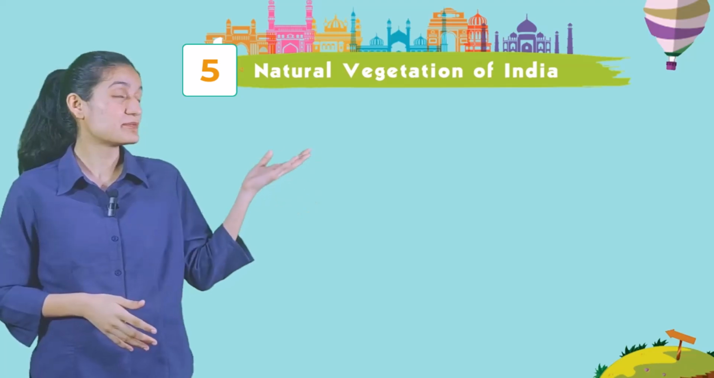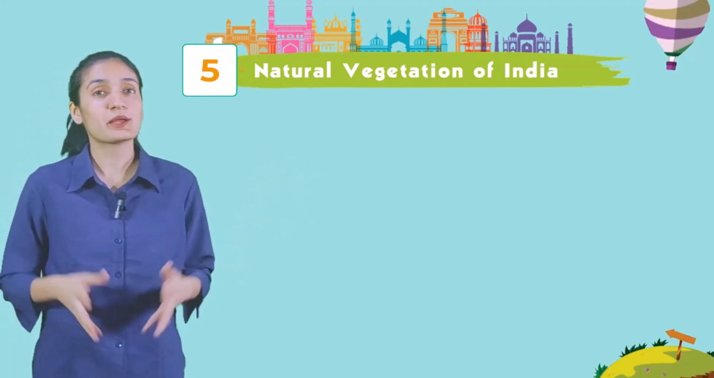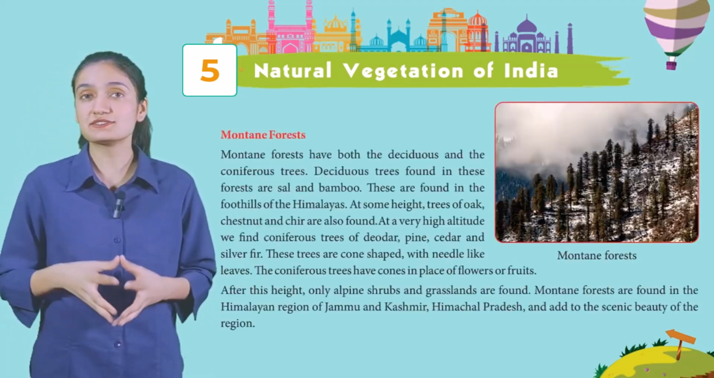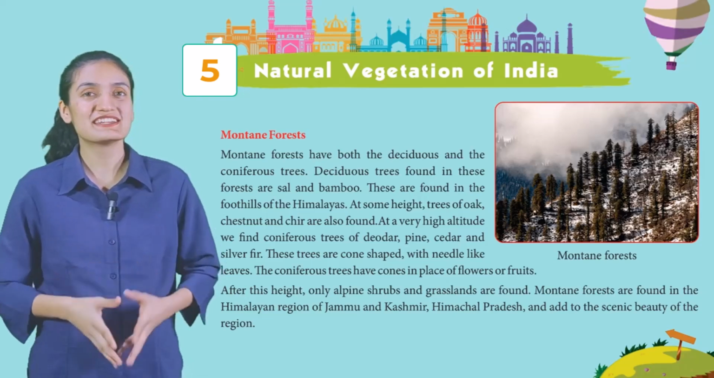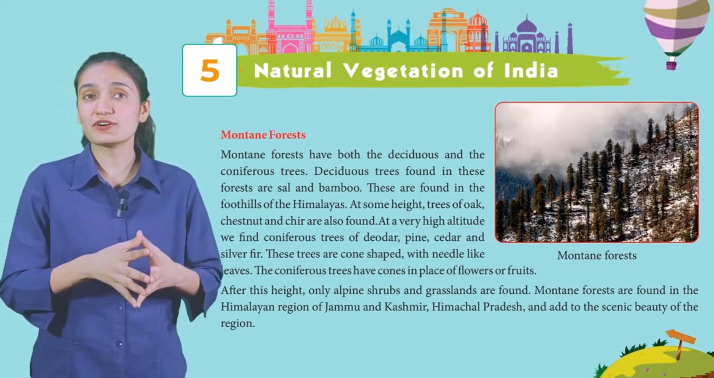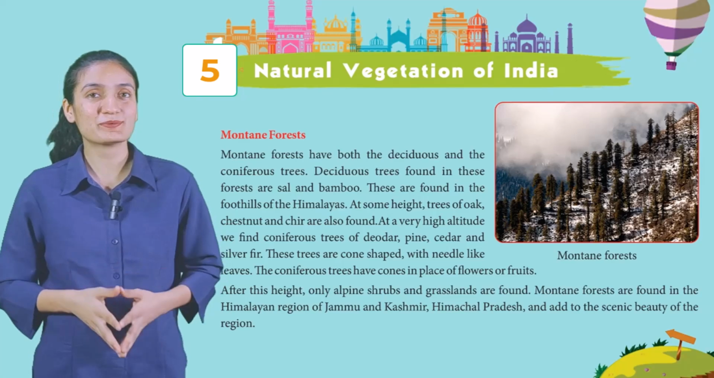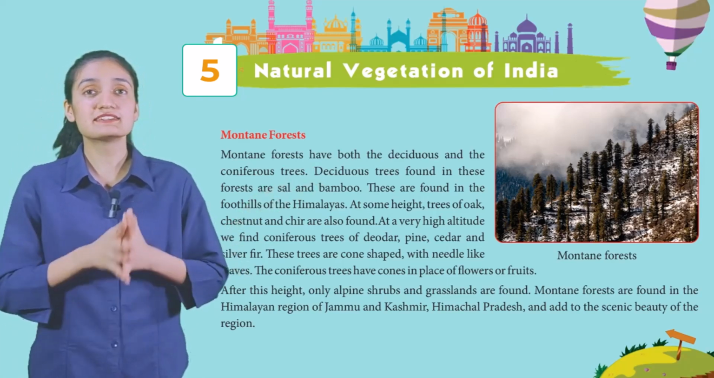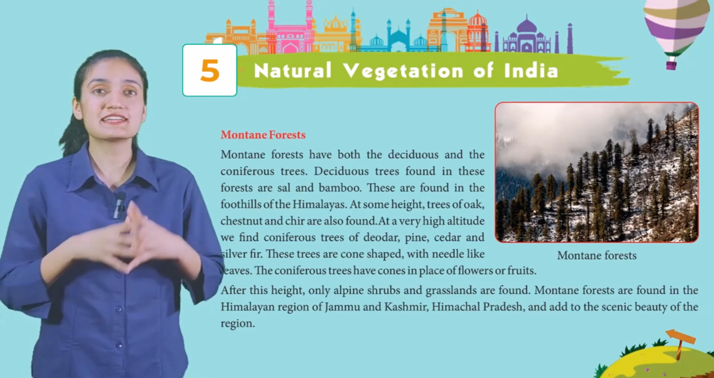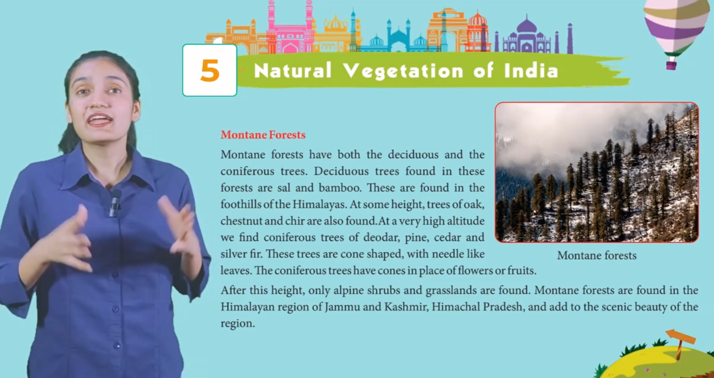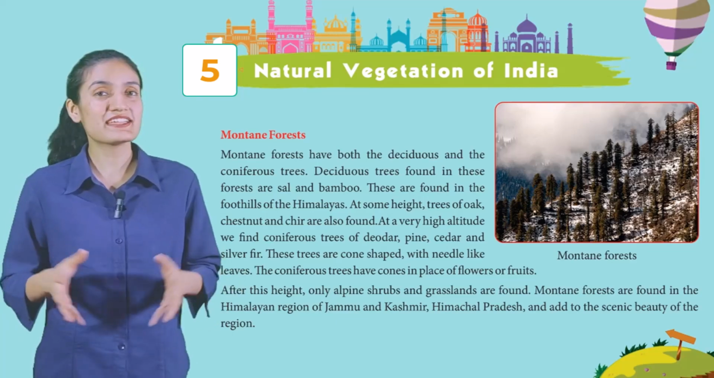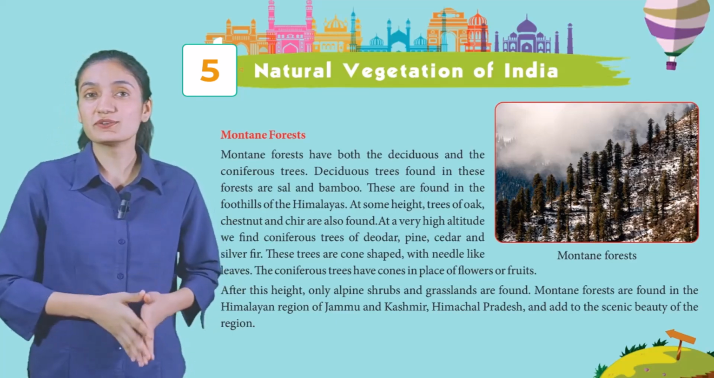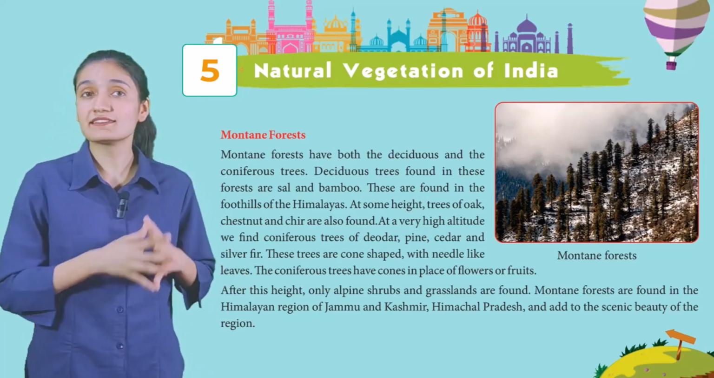Now next is montane forest. Montane forests have both the deciduous and the coniferous trees. Deciduous trees found in these forests are sal and bamboo. These are found in foothills of Himalaya. At some height, trees of oak, chestnut and fir are also found. At a very high altitude, we find coniferous trees of deodar, pine, cedar and silver fir.